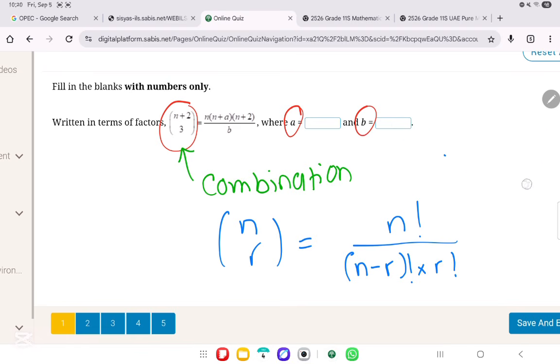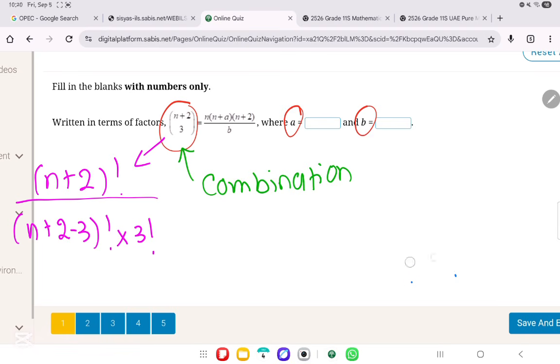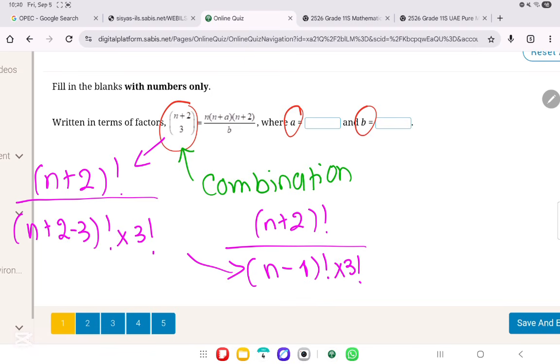With that being said, let us apply it to the combination we have over here. So we have n plus 2, 3 combination. So what's it going to be? It's going to be n plus 2 factorial over n plus 2 minus 3 factorial times 3 factorial. Now, I'm going to erase the general equation, and now we will need to solve it a bit more. So it becomes n plus 2 factorial over n minus 1 factorial times 3 factorial.